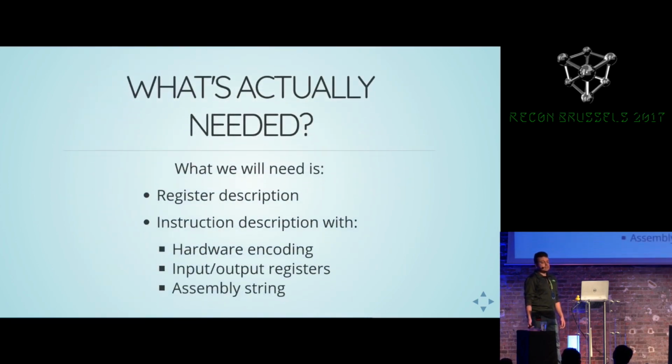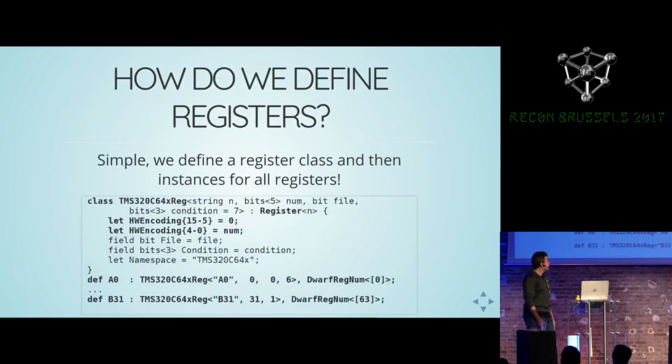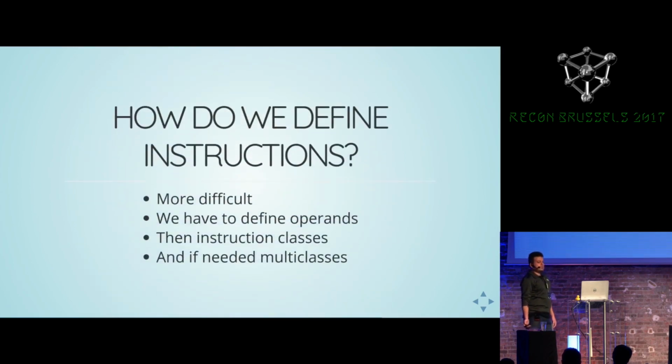What we will need is the description of the registers and the description of the instructions with the hardware encoding, the input-output registers, the operands, and the assembly string. Let's see how we can define the register. We first define a register class, TMS320C64x Reg, that is a subclass of the standard register class. We specify the hardware encoding, and we define instances of this class, which are the actual registers. So this is pretty simple.